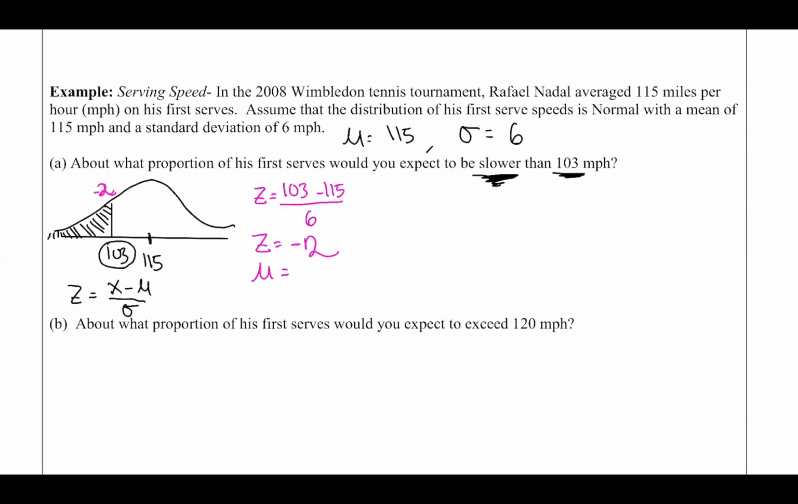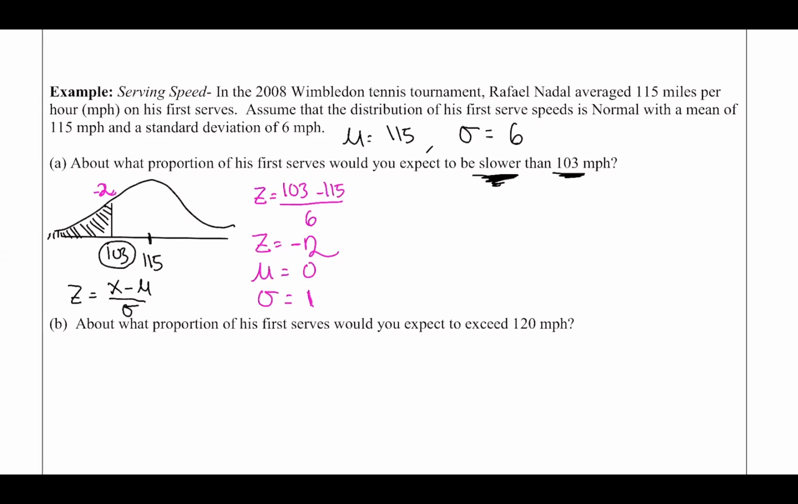Because once we find the z value, the mean and the standard deviation change back to 0 and 1. So anytime you find the z value, just know that automatically my mean becomes 0, and my standard deviation becomes 1. So once you have that z value, it is now a standard normal distribution. Everybody good with this standard normal distribution?